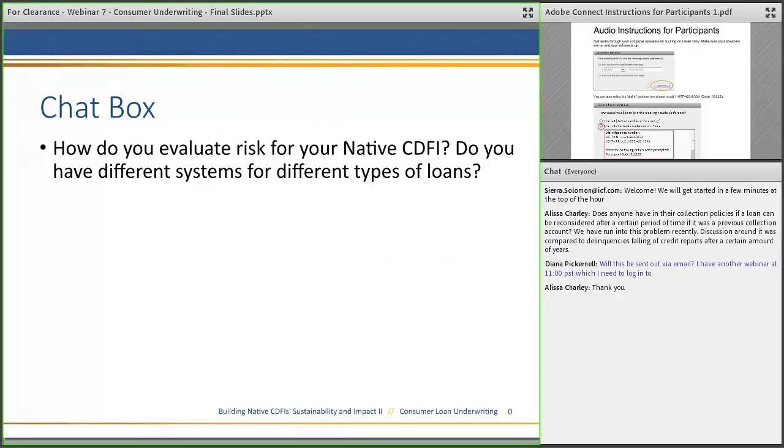So we just want to pause here and ask for contributions in the chat box. I think we'll see where Alyssa and Diana have already contributed. How do you evaluate risk for your native CDFI? And do you have different systems for different types of loans? Just looking for any stories of personal experience.